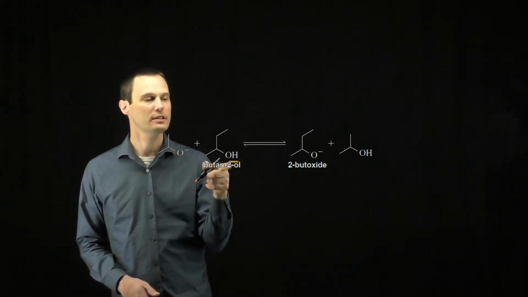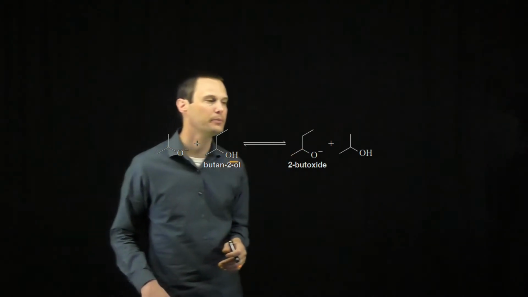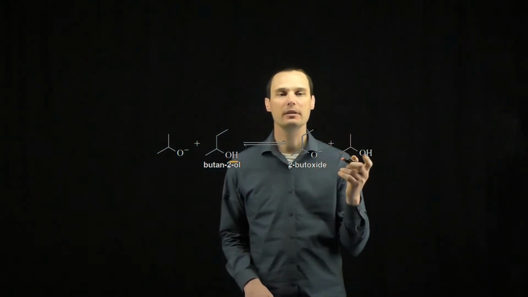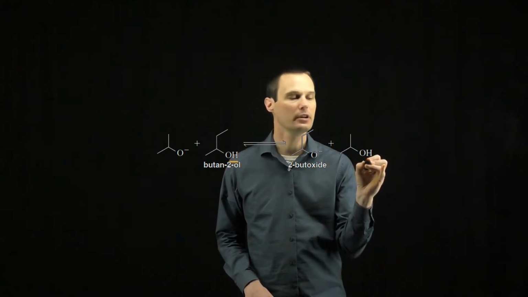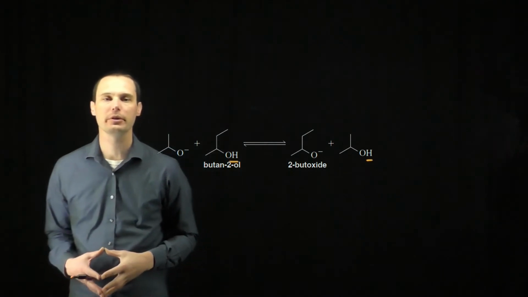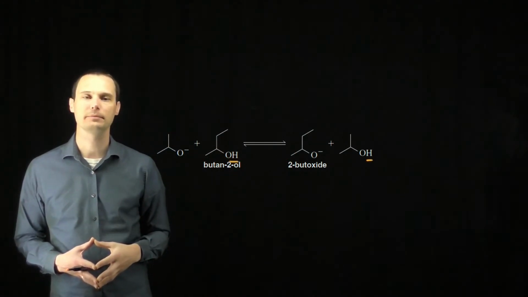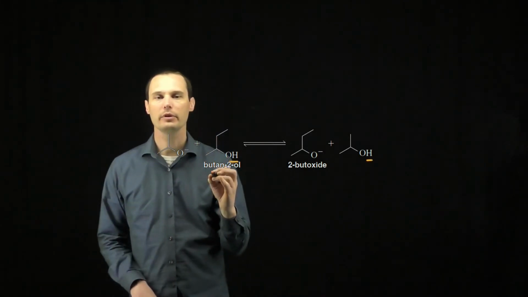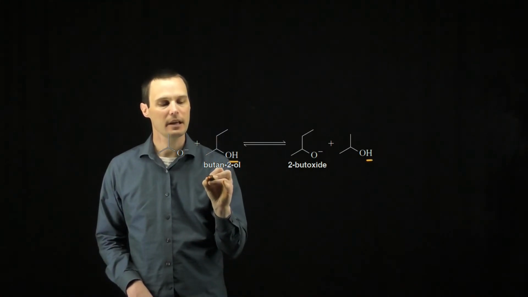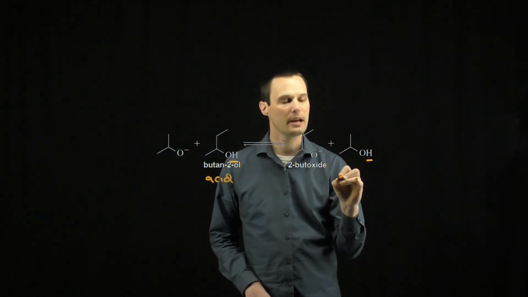This hydrogen is attached to the oxygen in the starting material and is not attached to that same oxygen in the product. On the product side, however, there is a hydrogen attached to the oxygen in isopropanol. It was not attached to the isopropoxide in the starting material. That tells me this is the hydrogen that travels during the course of this reaction. What that means is then that the butan-2-ol on the reactant side is our starting acid, and the isopropanol on the product side is our conjugate acid.